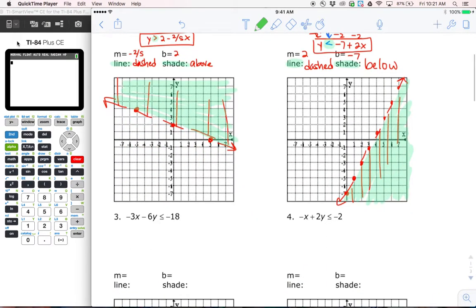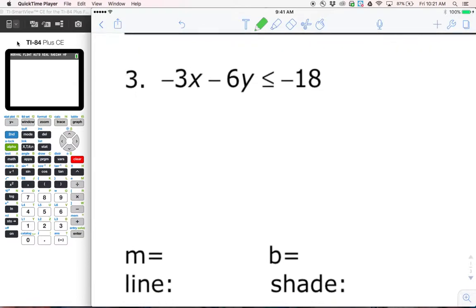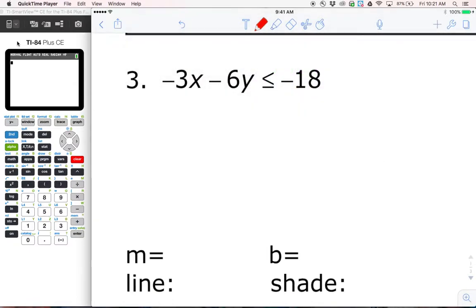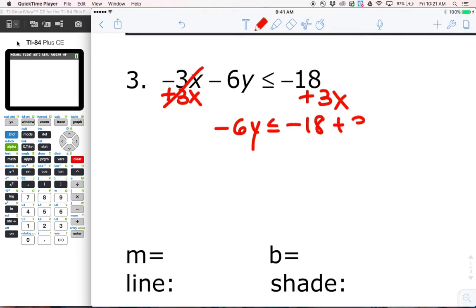All right, problem 3. Here we go, problem 3. First things first, let's go ahead and get rid of that negative 3x because it's negative. We've got to make sure we add it this time. And we're left with negative 6y is less than or equal to negative 18 plus 3x. Remember, those are not like terms. We do not combine them.